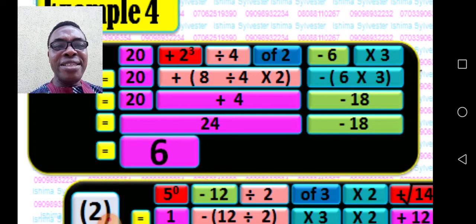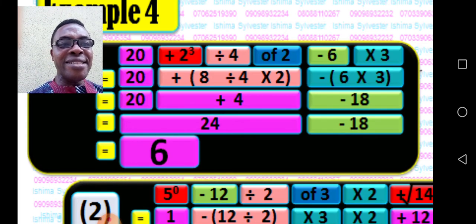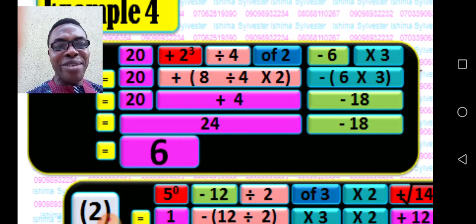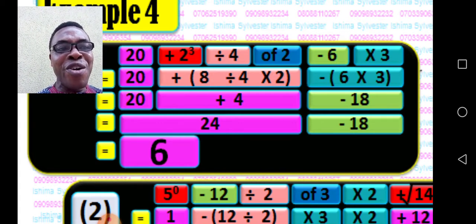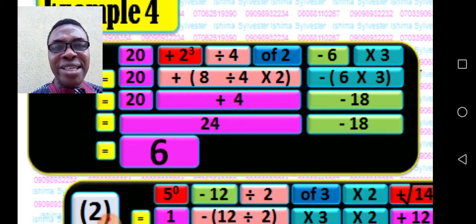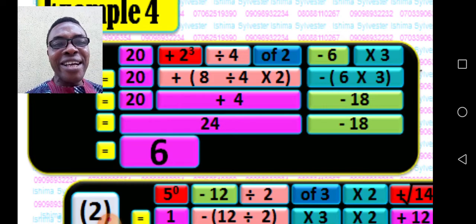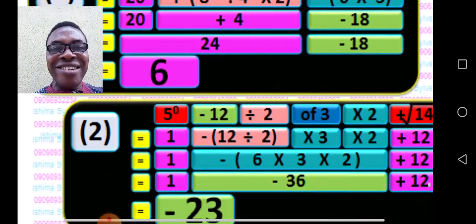So we say 8 divided by 4 is 2, and 2 times 2 is 4. And then 6 times 3 is 18. And so you put your minus there, it becomes minus 18. And so bring the families together. You have 20 plus 4 to give you 24 minus 18. And so 24 minus 18 will be 6, and you subtract, and that gives you plus 6. All right, that's quite simple.